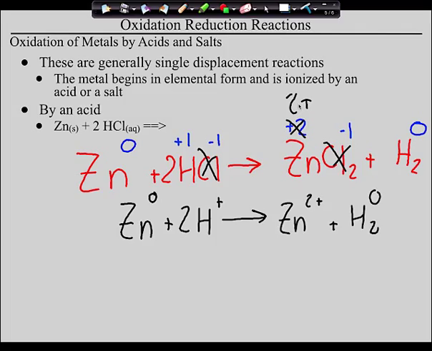Is that okay? Okay, you guys, so here's the thing we haven't done before. You ready? What happened to zinc? And you're going to want to write this with me. Zinc went from 0 to 2 plus. So what happened to zinc? It was oxidized, and it lost 2 electrons.